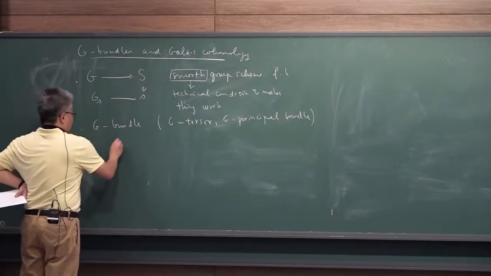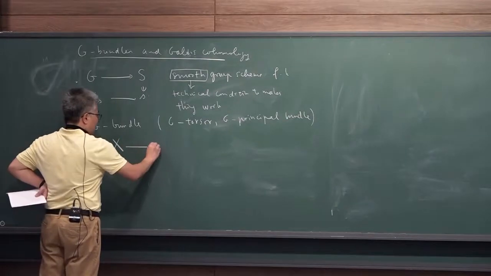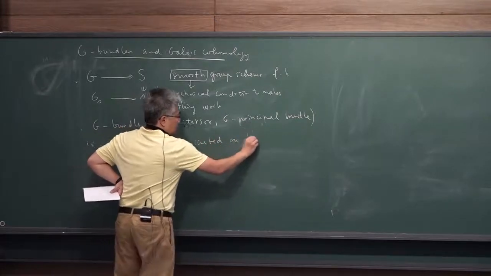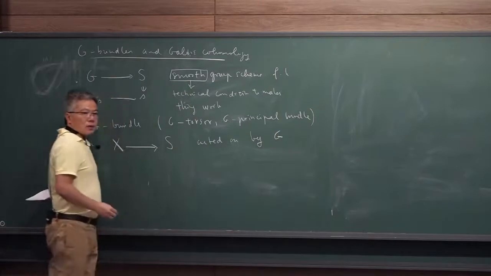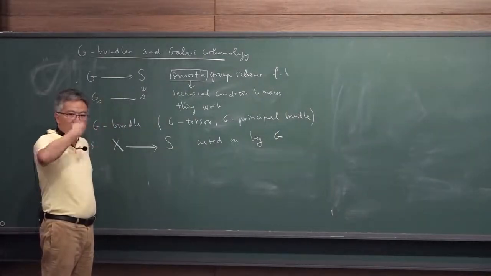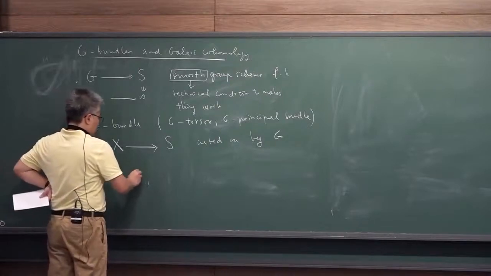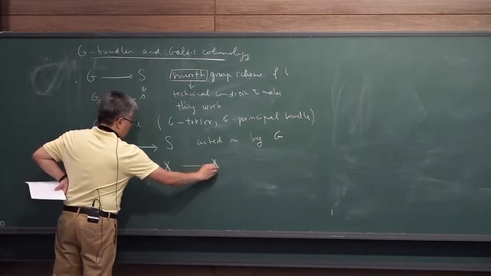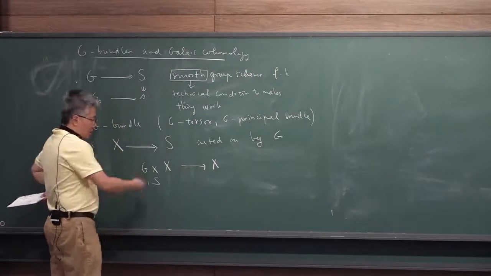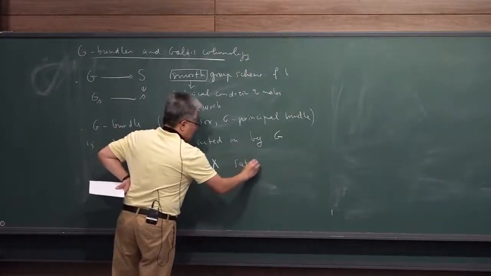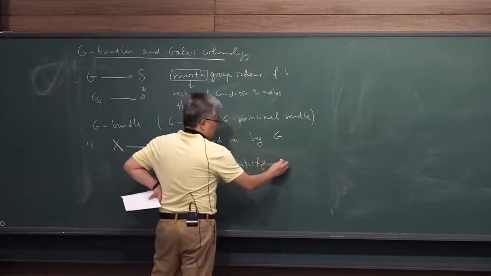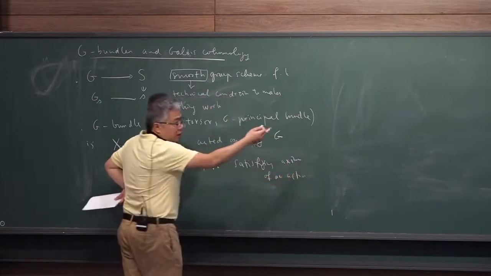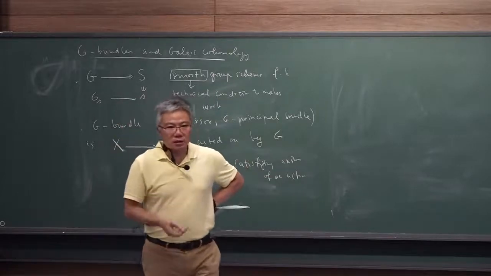A G-bundle is a scheme X over S, so a map from X to S, acted on by G, fiberwise. This means that you have a map from G times X into X, a fiber product over S, satisfying the axioms of an action. What you require of a group acting on a set is the same identities.